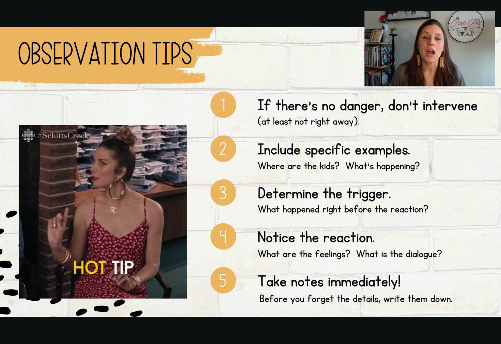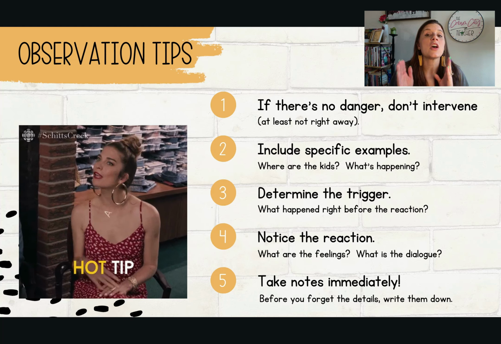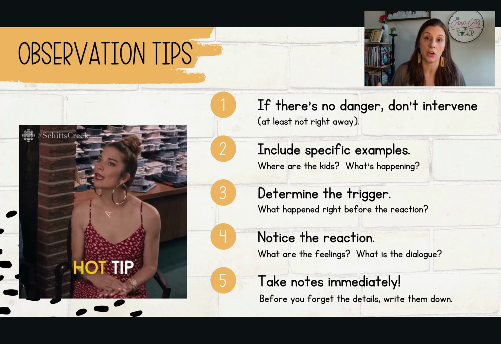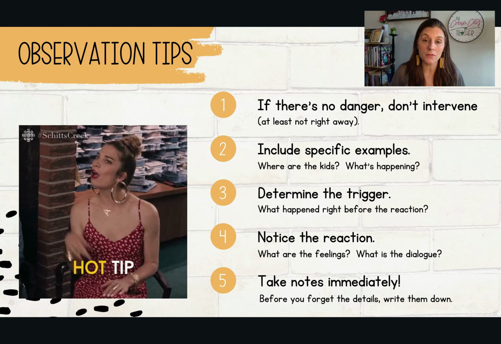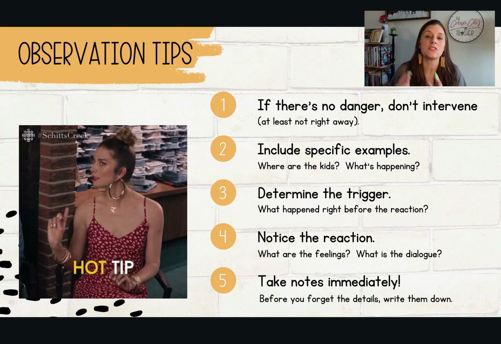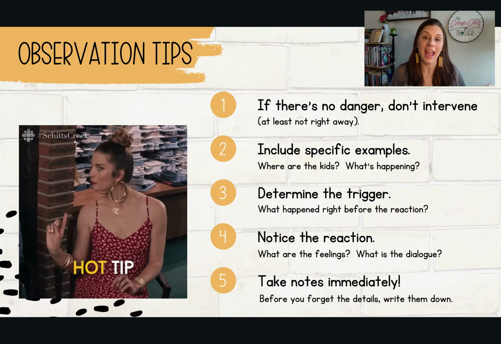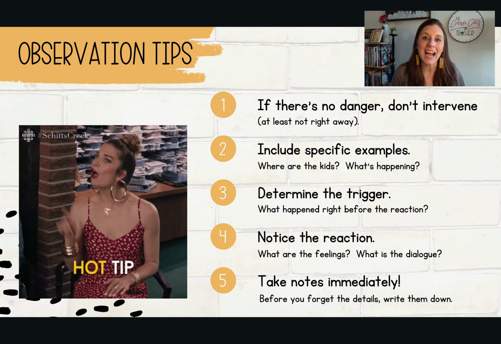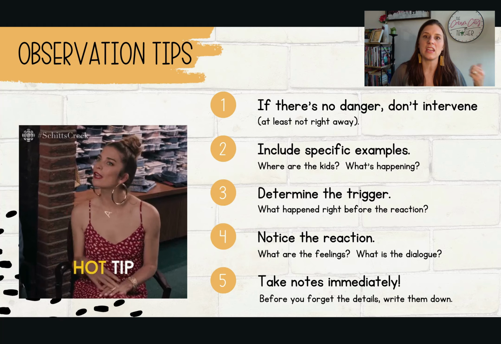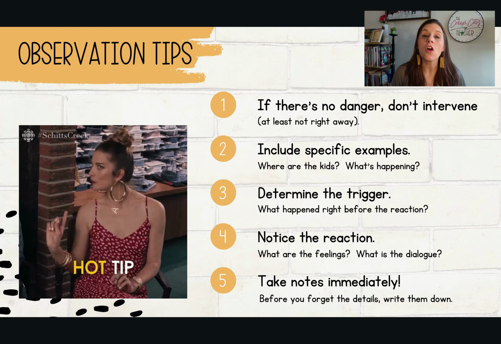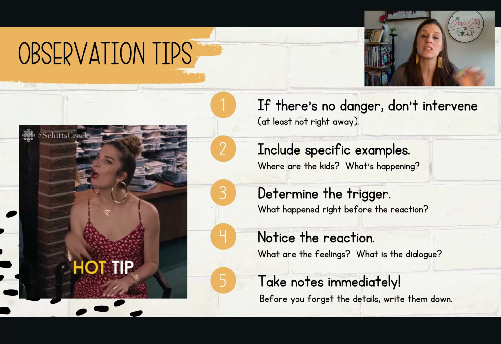Number 3, try to determine the trigger. In other words, what happened immediately before the undesirable behavior occurred? Is another student involved? Or are other students not at all related? Specifically, what is happening to cause this behavior to occur? Number 4, notice the child's reaction to the trigger. What is the child specifically saying? What is their dialogue? How are they feeling? Are they getting frustrated, mad, sad, scared, nervous? These are all important details that can help you support the child.